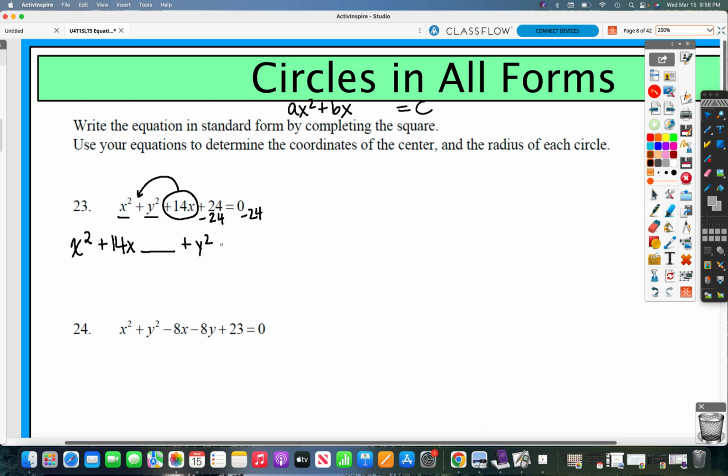No, because this is like plus 0x. So there's nothing I really have to do because there's no y term. There's only a y squared. I won't have to complete the square for the y squared term. And then this is going to be minus 24.